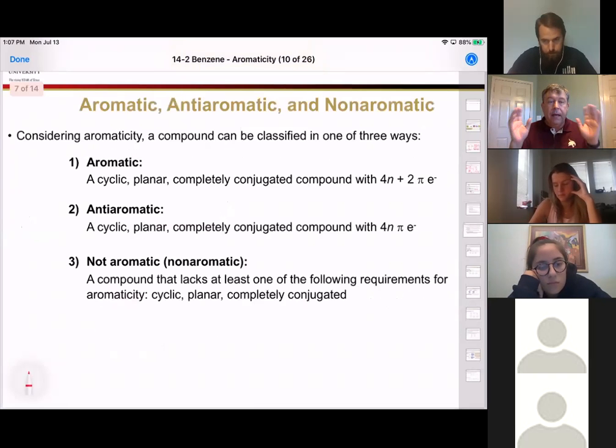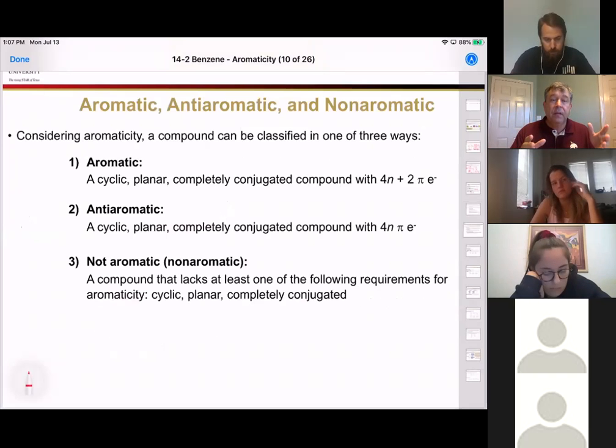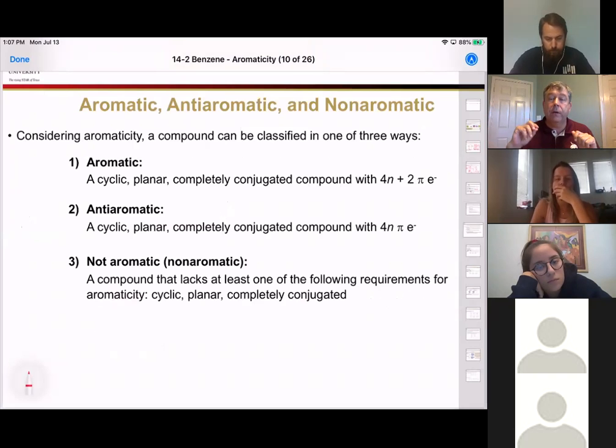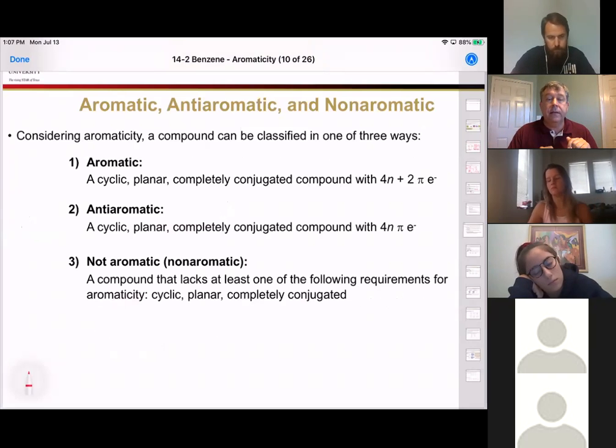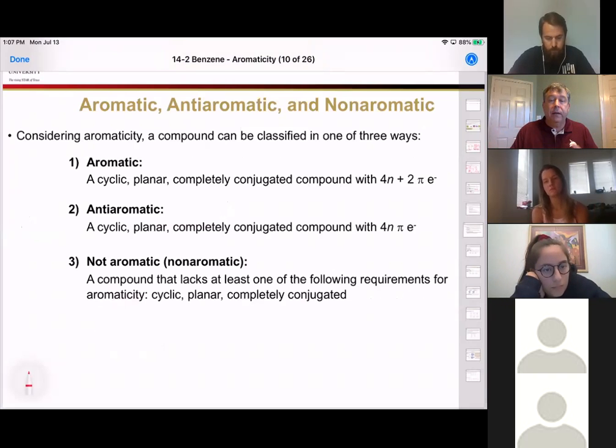So let's look at things that are aromatic: planar, cyclic, completely conjugated, and 4n plus 2 electrons. Let's look at things that are anti-aromatic. We follow all those rules, but it has an even number of pairs of electrons. And then things that just aren't aromatic at all, things that don't meet one or more of those requirements, okay?